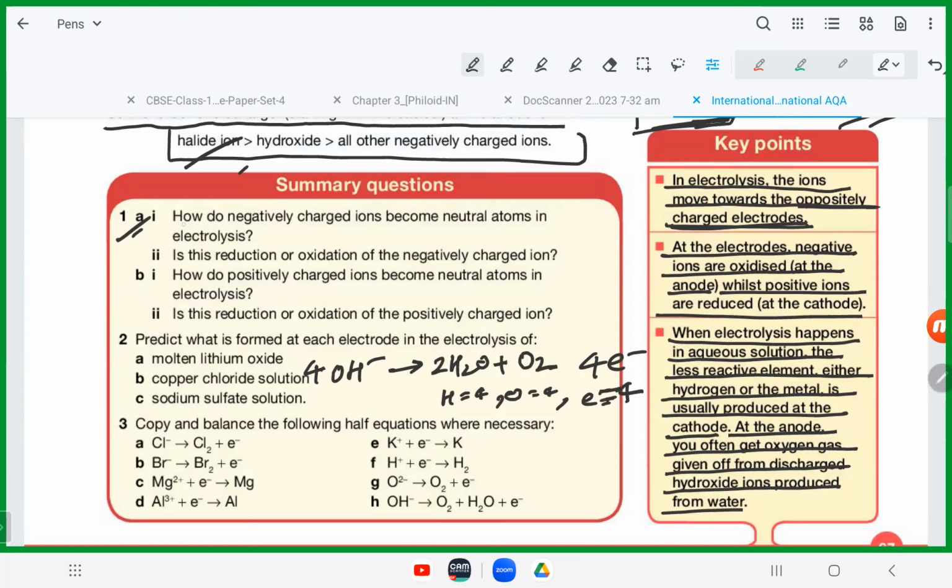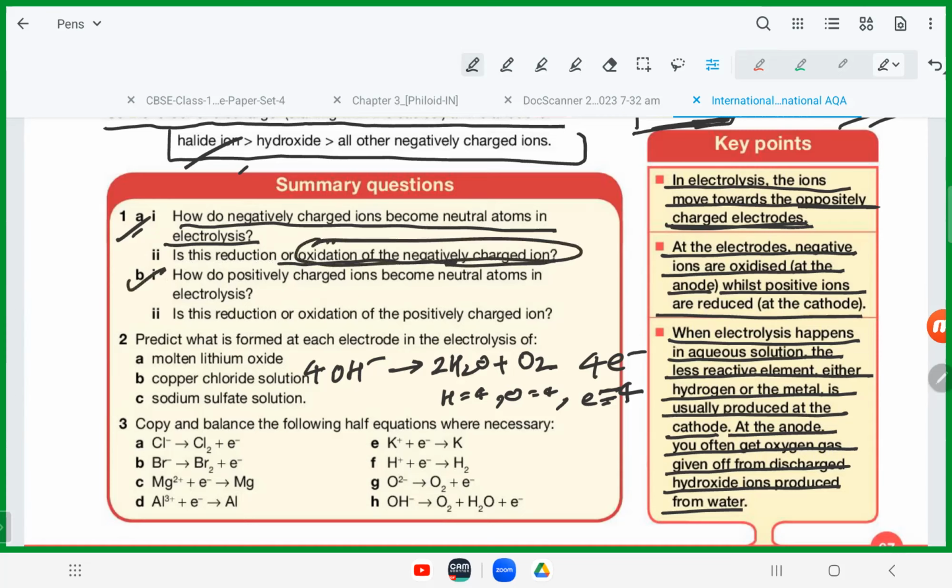So how do negatively charged ions become neutral atoms in electrolysis? By the loss of electrons. In this reaction, oxidation of the negatively charged ion takes place. So is this reduction or oxidation? You tell me. Oxidation. Thank you very much.